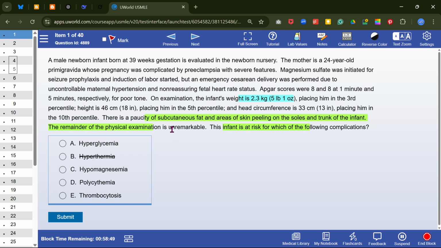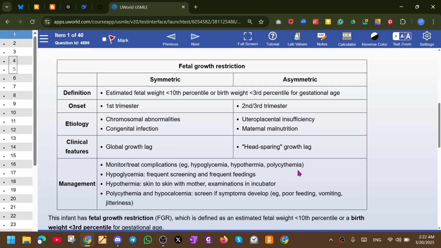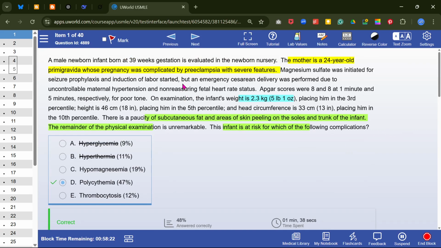Yes, I am here. I'm thinking. Mom has only hypertension, not diabetes. Okay, sorry.